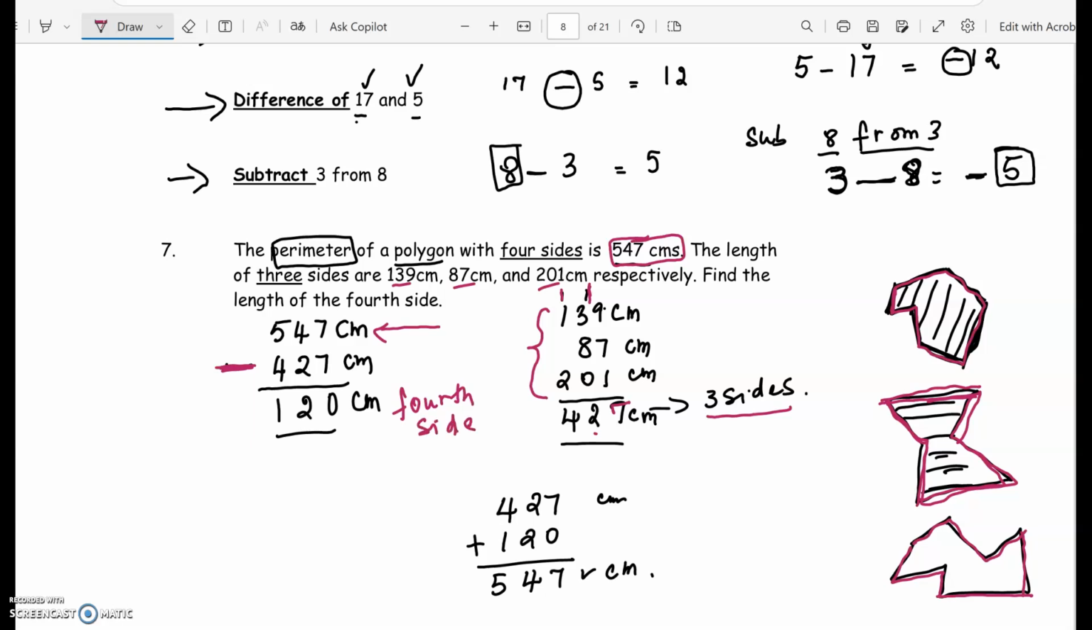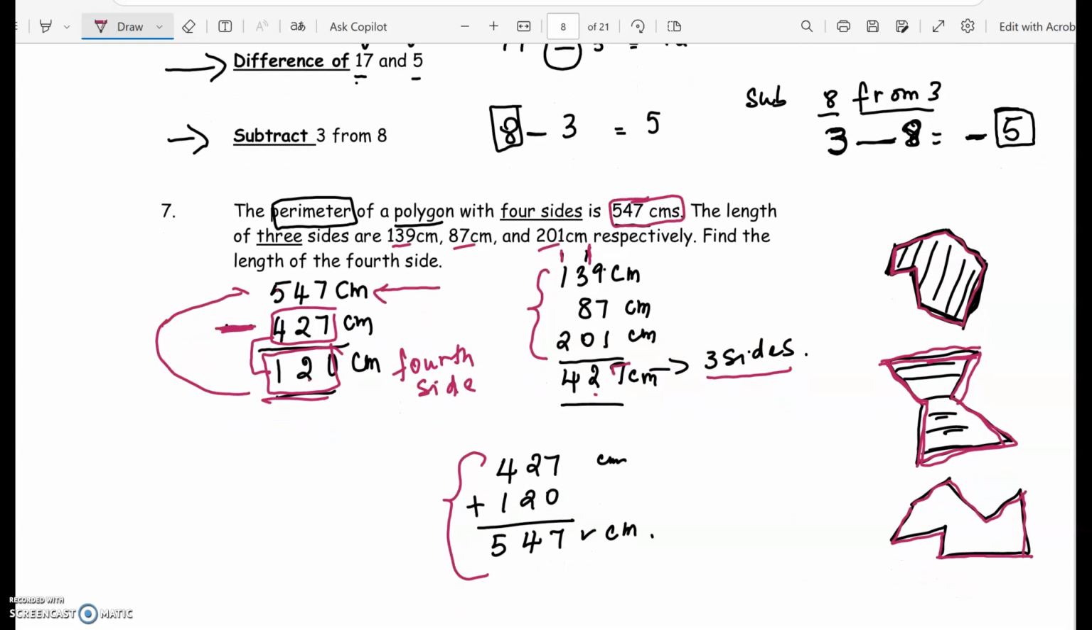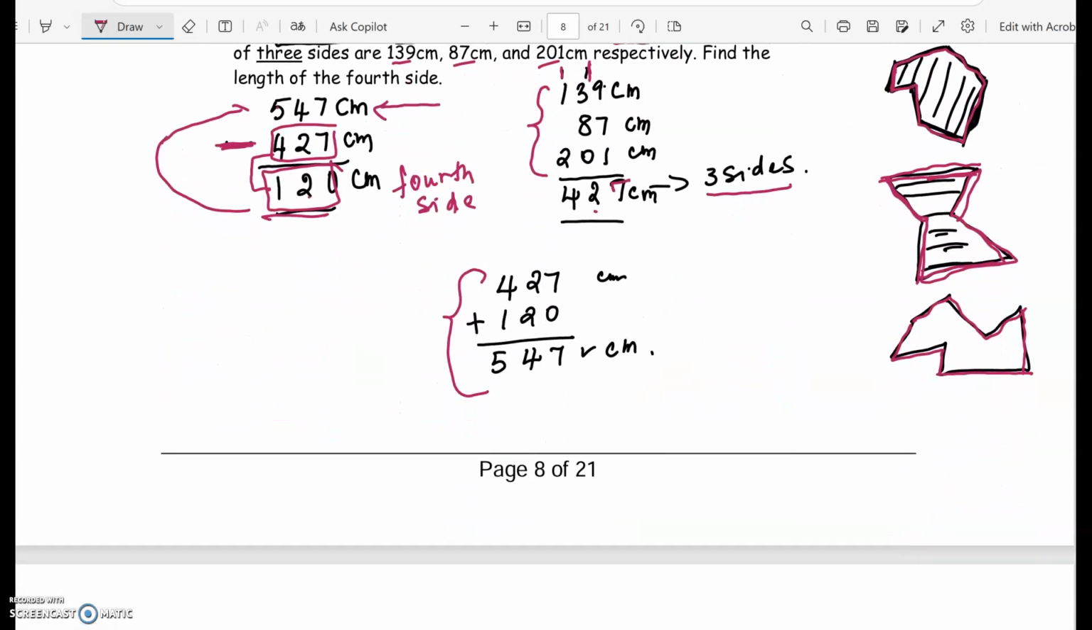Do the subtraction. 7 minus 7 is 0, 4 minus 2 is 2, 5 minus 4 is 1, and that's 120. How do we know that this is the correct answer? Make sure our calculations are right. Add 427 and 120. Make sure you get 547. So add the 2 to get 547, and that tells us that our answer is correct.